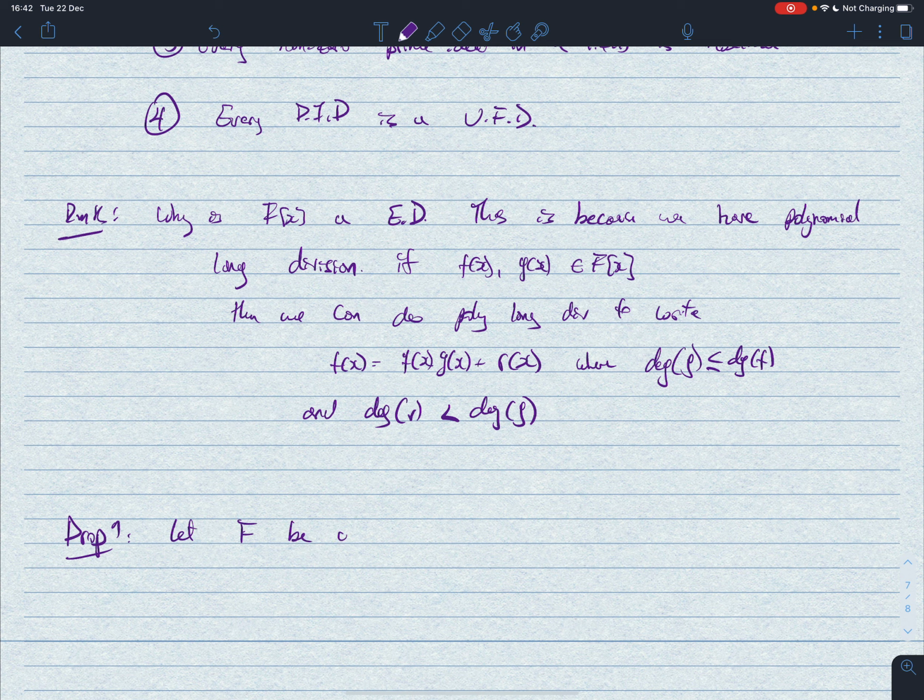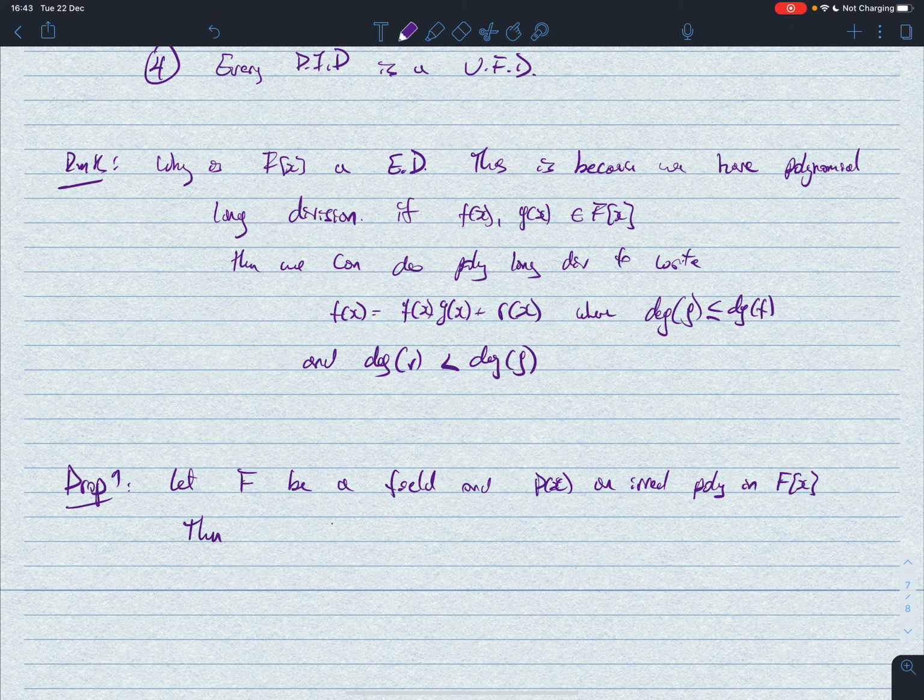Let F be a field, and p(x) an irreducible polynomial in F[x]. Then F[x] quotiented out by p(x), by this I mean the ideal generated by p(x), this quotient ring is a field.